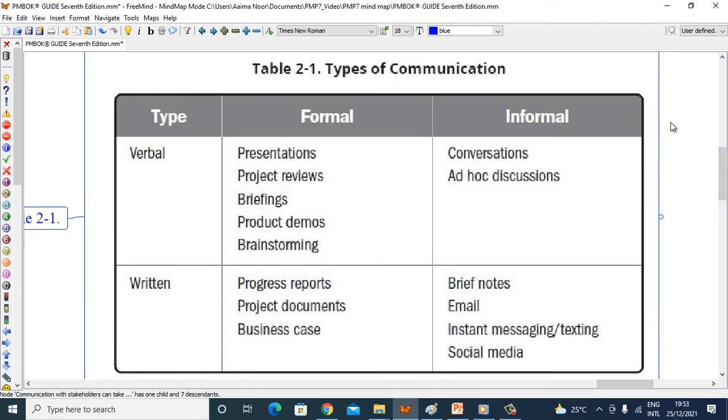Type: formal, verbal: presentation, project reviews, briefing, product demos, brainstorming. Type: informal, verbal: conversation, ad hoc discussion. And type: formal, written: progress reports, project documents, business case. And type: informal, written: brief notes, email, instant messaging, texting, social media.